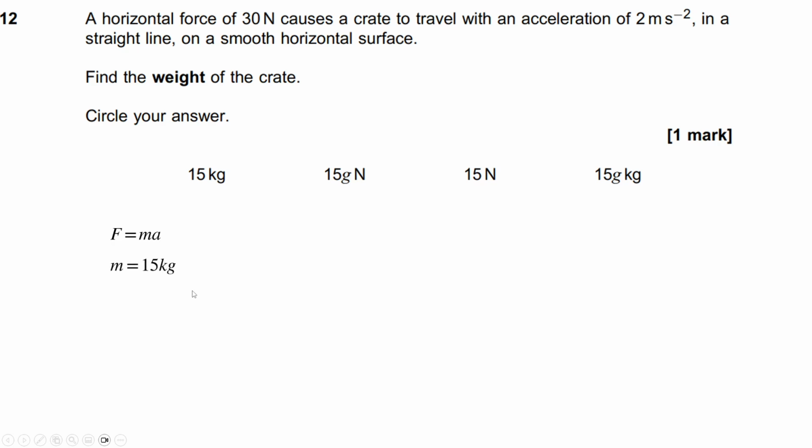Then we know that weight equals mass times gravity. We know what gravity is. Oh no, we don't even need to, because the question gives us it there. So we can say that weight equals 15g, and that's obviously in newtons, because weight is measured in newtons. So it's just 15g newtons. So it's this one here. If you're unsure where I got the 15 from, it's because F equals ma, F is 30 and a is 2, and 30 divided by 2 is 15.